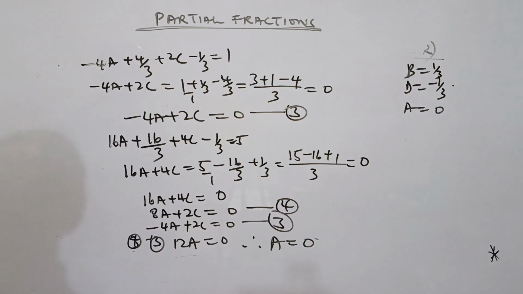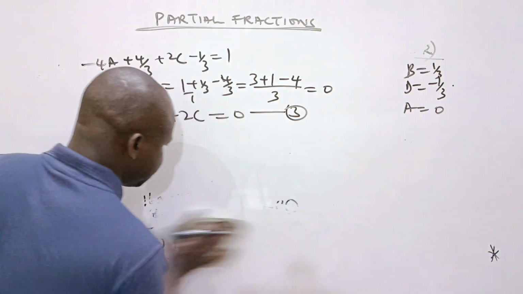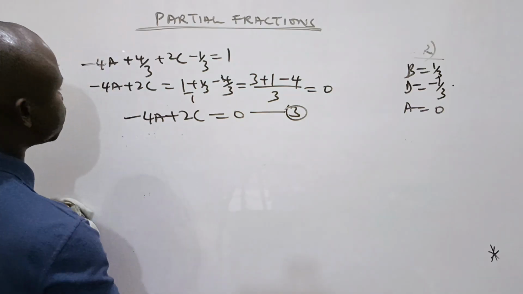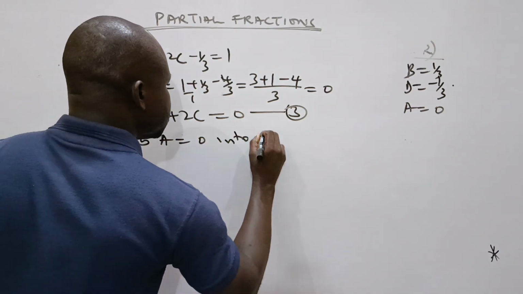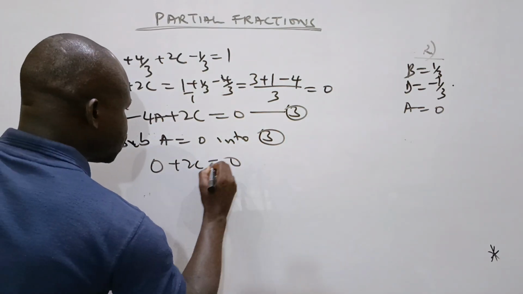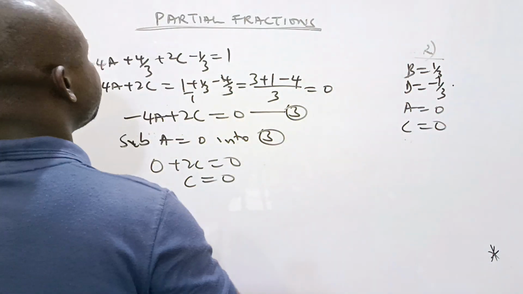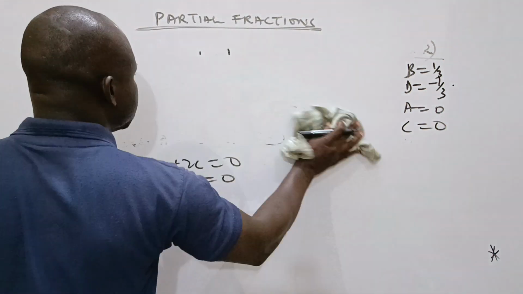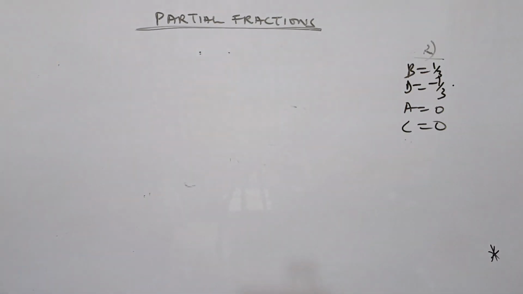If a is equal to 0, I can substitute a equal to 0 into equation 3. Then if I do that, I'm going to have 0 plus 2c equal to 0. c will also be equal to 0. So c is equal to 0. So I've gotten the value of all the unknowns in the question. Since I've gotten the value of all the unknowns, I can go ahead and write the answer out correctly.